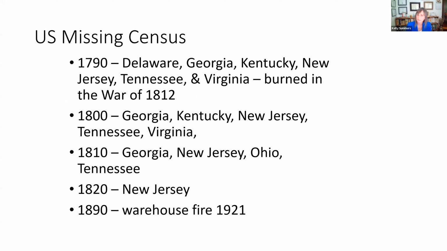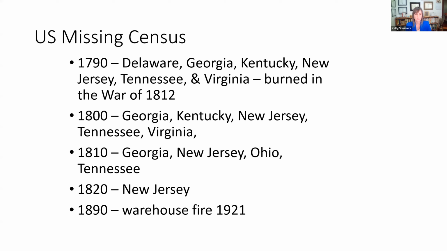Some things to take note of before you begin your own census research is that there are some census records that are missing. In the US, for that first year, 1790, the states of Delaware, Georgia, Kentucky, New Jersey, Tennessee, and Virginia are not available. So if you have ancestors living in those states, it doesn't matter how long you search for the 1790 census for those states, you will not find them. They happen to be burned in the War of 1812.